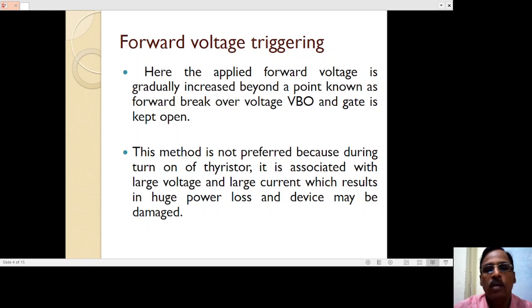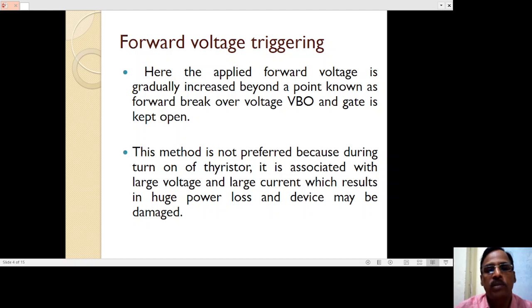In forward voltage triggering, we have to apply or increase the voltage in forward direction. What is forward voltage? If anode is connected to positive side of the supply and cathode is connected to negative side of the supply, the SCR is considered as forward bias condition. And what is reverse bias condition? If anode is connected to negative side and cathode is connected to positive side, it is said to be reverse bias condition. SCR can be turned on only when it is in forward bias condition.